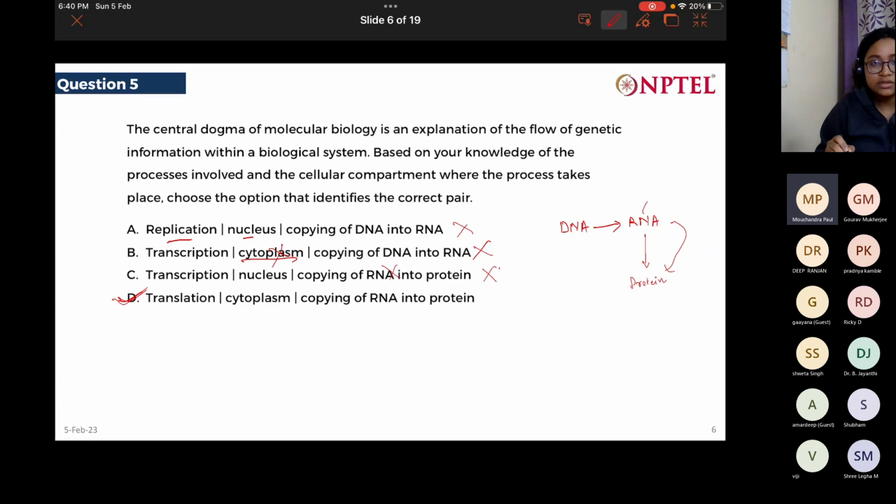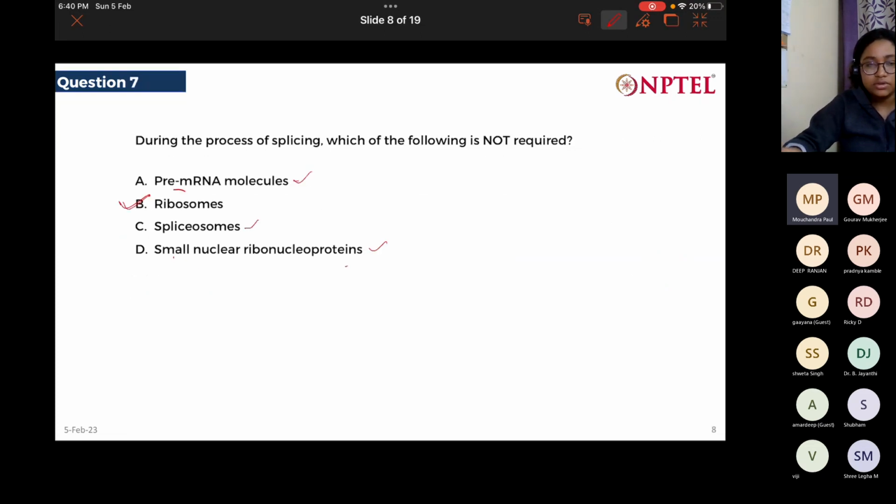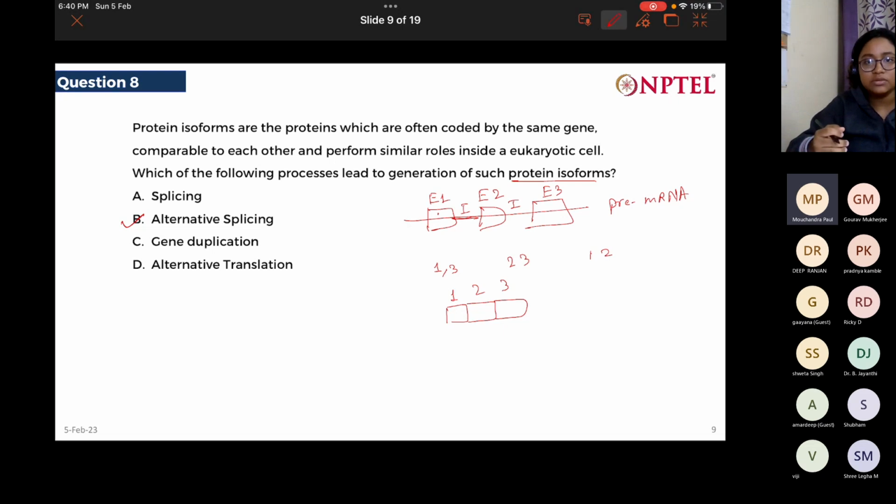Translation happens in the cytoplasm, and it involves reading the genetic codons in the mRNA and then translating it into a sequence of amino acids. All right. I'm done with explaining questions 1 to 5. If anyone has any other doubt, based on the week 1 content, or would like me to explain any of the questions again, please let me know.